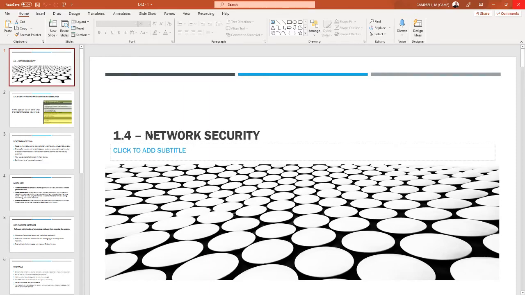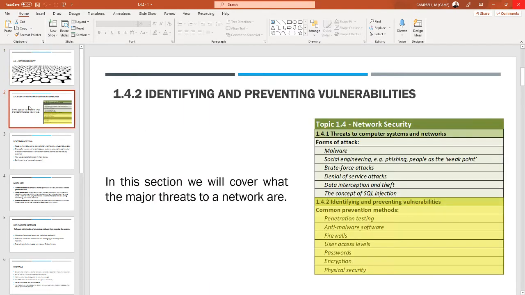Hello, this is 1.4 Network Security Part 2. So we're doing identifying and preventing vulnerabilities. In this section, we'll cover what's highlighted here, so penetration testing and so on.